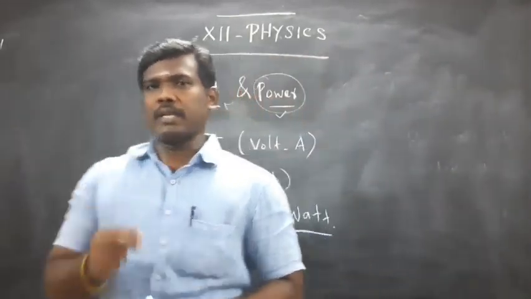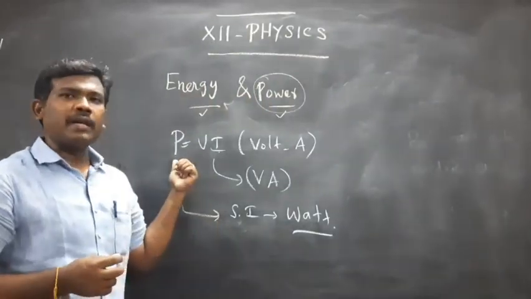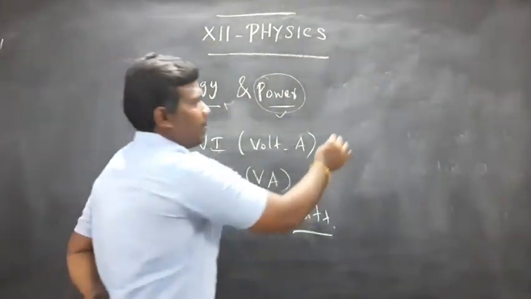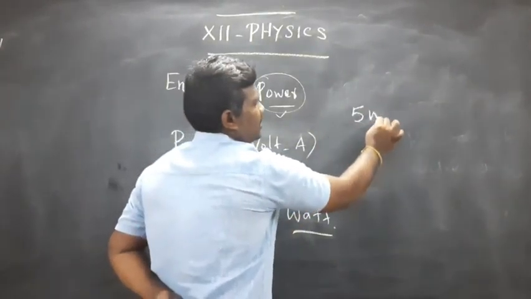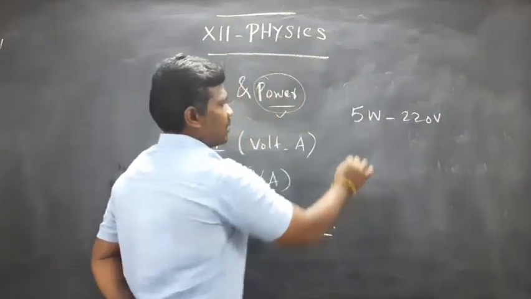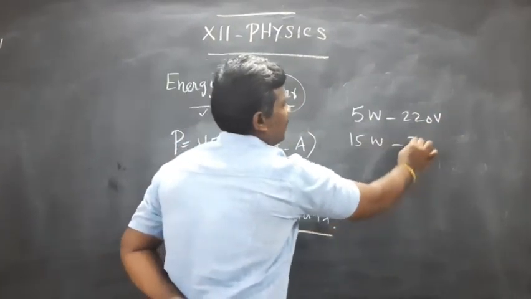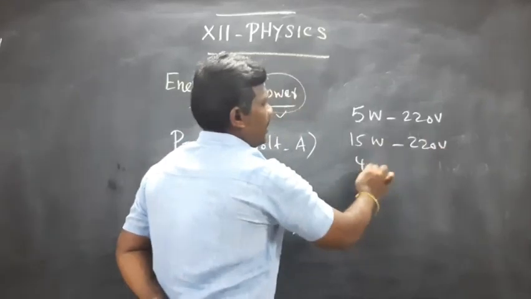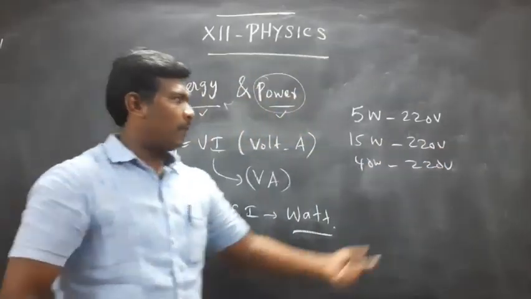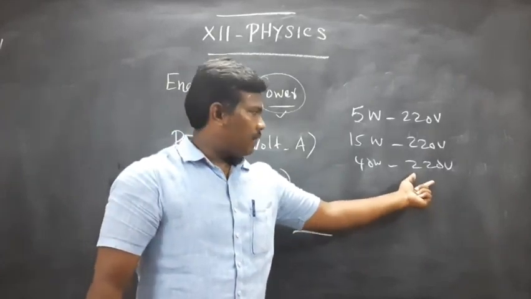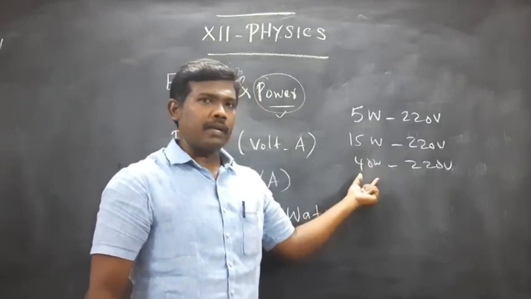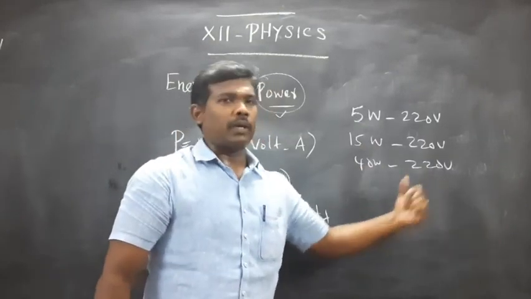The power is mentioned along with the potential value also. If you select any one of the bulbs, inside the bulb it is mentioned 5 watt, 220 volts, or on some bulbs 15 watt, 220 volt, or 40 watt, 220 volts. So along with the potential value they have mentioned the power value also. This is the power of the device, and this one is the potential.